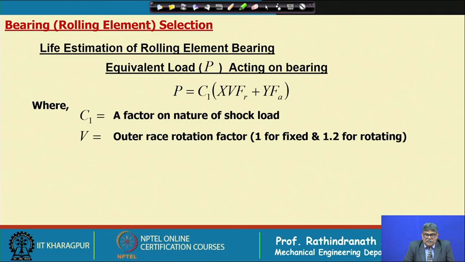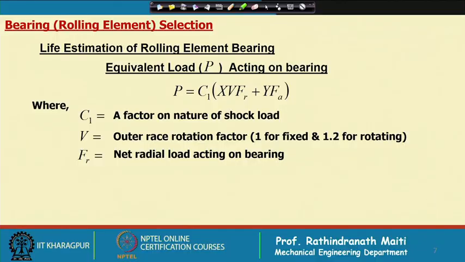Now, V is outer race rotating factor, which is one if the outer race is fixed. In normal gearboxes the outer race remains fixed, so it is 1, and in case of epicyclic gearing, planetary gearing or in special cases, the outer race also rotates relative to inner race. Inner race may be fixed or it might also be rotating. In that case, it is better to take this value as 1.2. FR is the net radial load acting on the bearing.